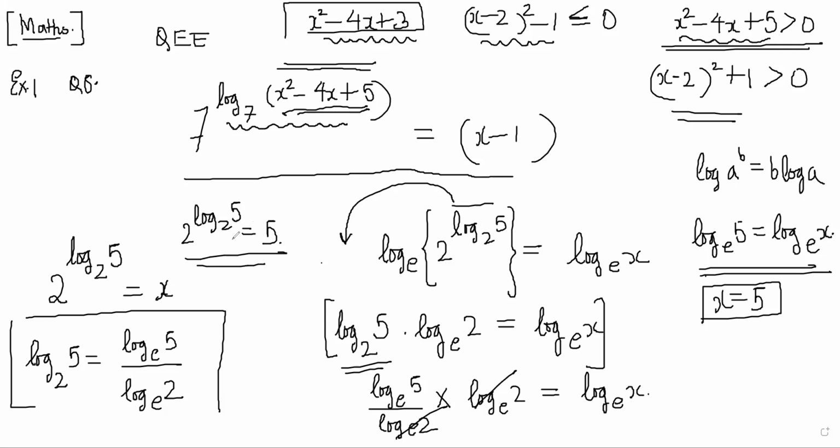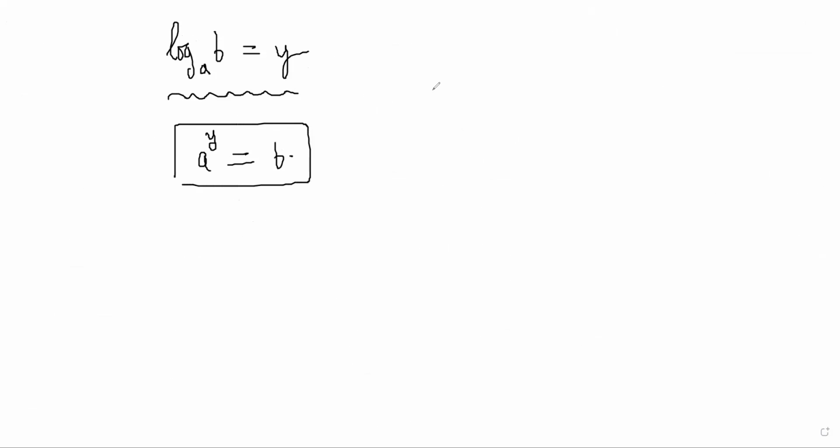It makes sense intuitively, because what is the meaning of a logarithm? This statement means that a power y is equal to b, right? So think about what log 2 5 means. Log 2 5 would have meant that 2 power x is 5. This is what it means, right?